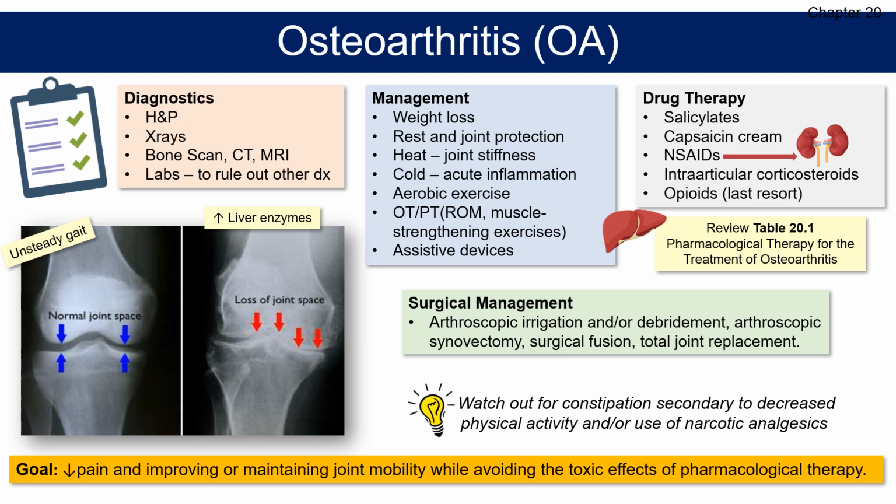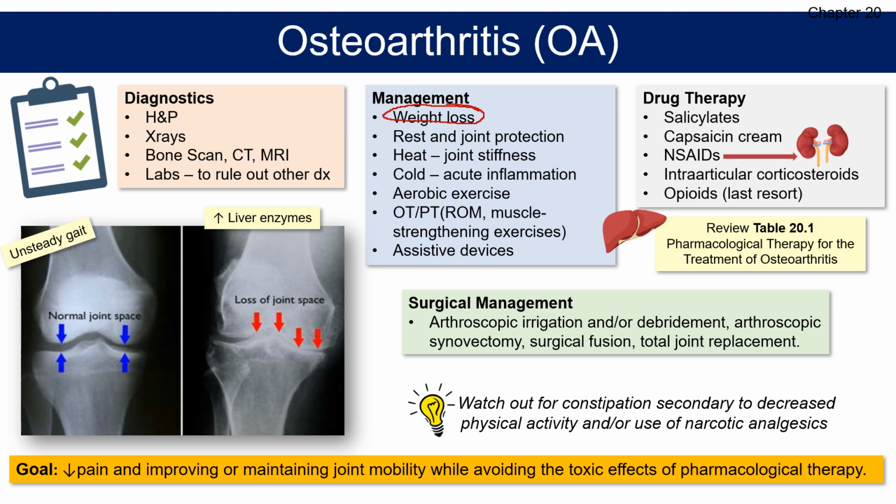And then there is no definitive lab result for osteoarthritis. You're pretty much doing labs to rule out other conditions that may be similar to osteoarthritis. When it comes to management, if the patient is obese, we're going to want them to lose weight. We want to rest and protect those joints. So we want to teach the patient to balance rest and activity. So they shouldn't stop being active, but they should include rest in their routine.